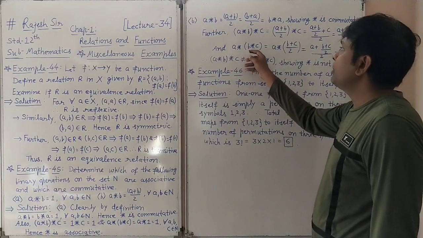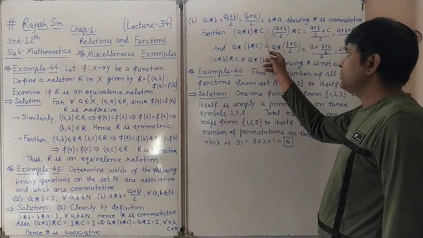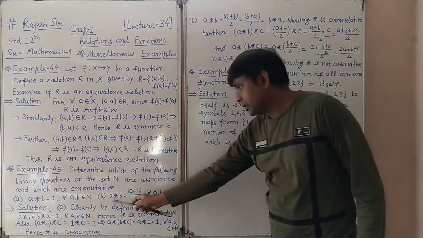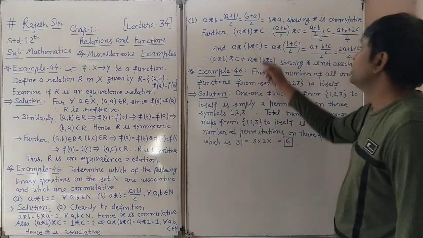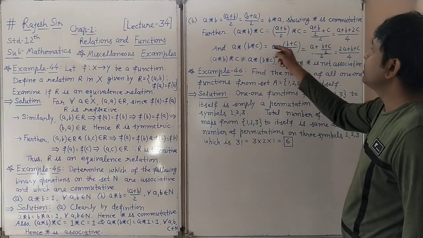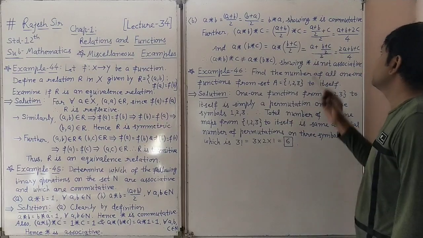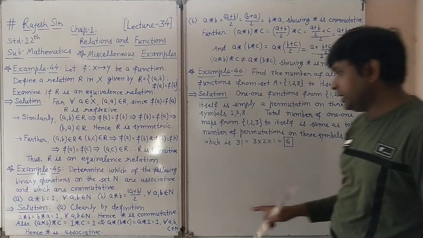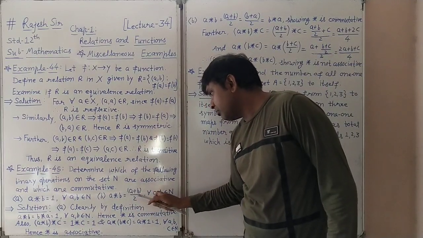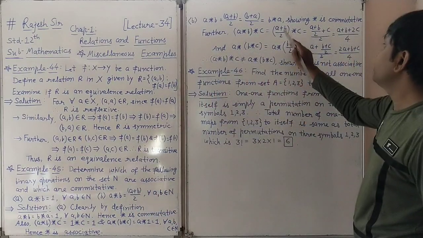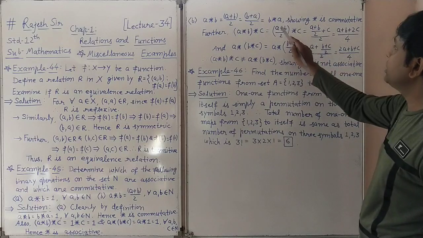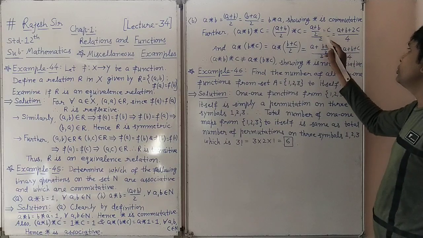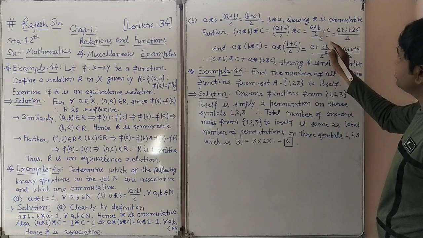So further, (A binary B) binary C, simplify with the given definition. A binary B means (A + B)/2. Binary C as it is. Now the binary of these two: the binary of any two is the sum divided by 2. So the binary of these two will be the sum of these two, (A + B)/2 plus C/2. Now to do the sum of these two, we have to take the LCM, 2.